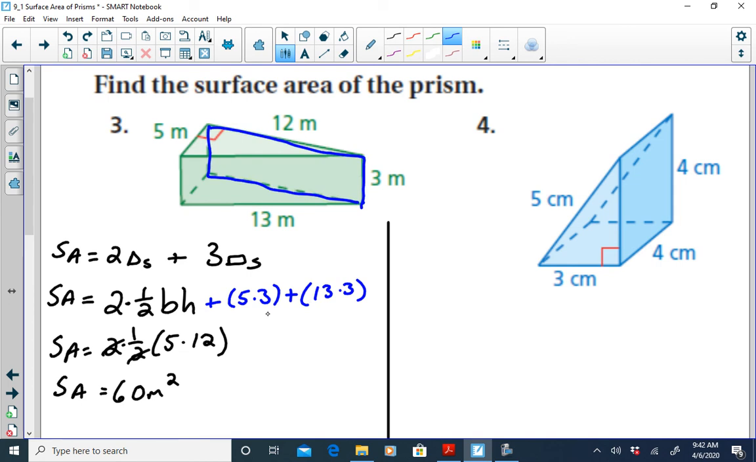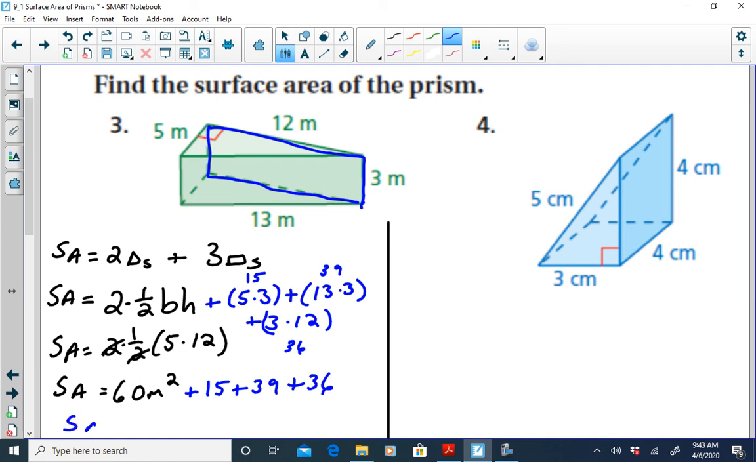So we're going to add to that my 3 times 12 rectangle. So that's going to be 15, plus 39. 3 times 12 is 36. So that winds up being what? 15, 39, 36 plus the 60. So we have 60 plus the 15 plus the 39 plus the 36.